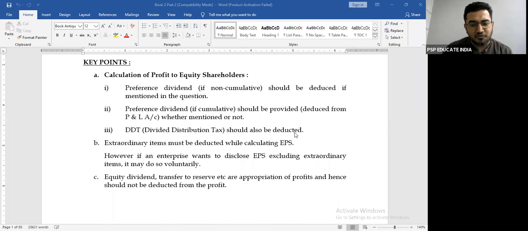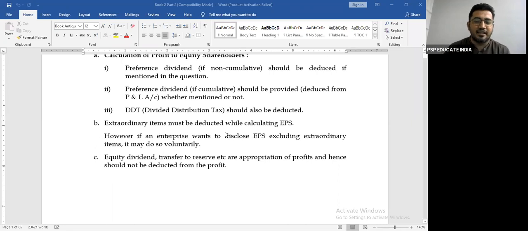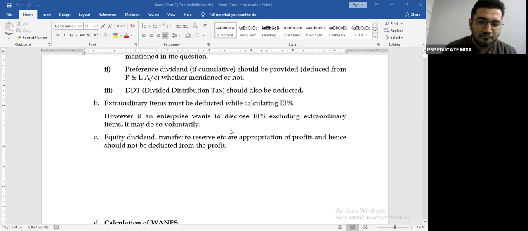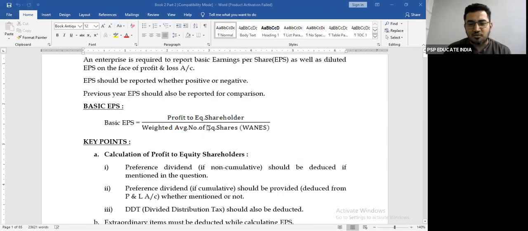Equity dividend, transfer to reserves, etc. These are all appropriations of profit, and hence they will never be deducted from the profit. Right? This is the first part of the accounting standard and first part of the formula as well. We just understood how to calculate profit to equity shareholders.